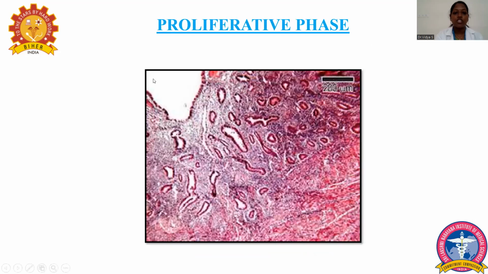So this picture is a histology picture of the proliferative phase. You can view the uterine glands and the coiled arteries.